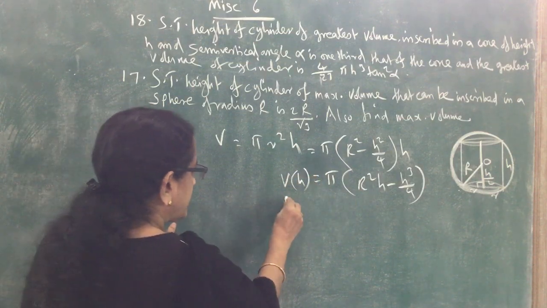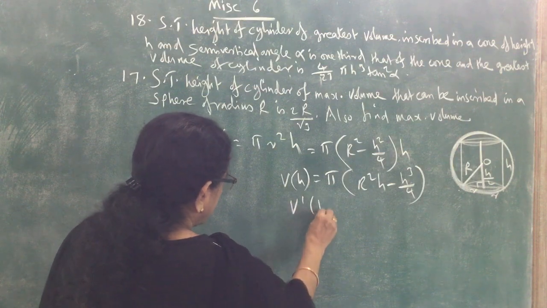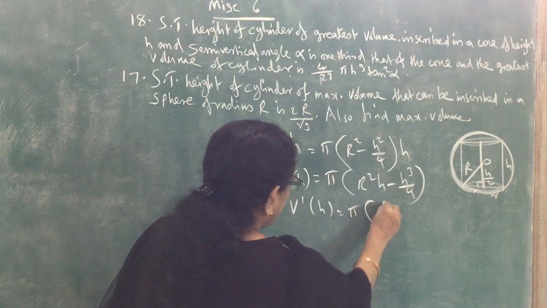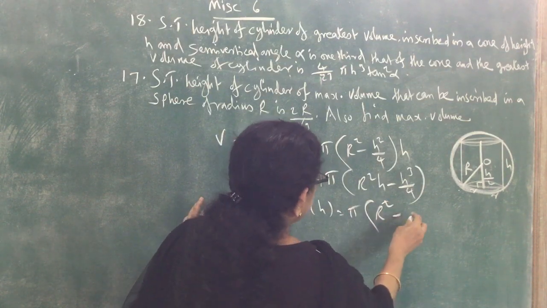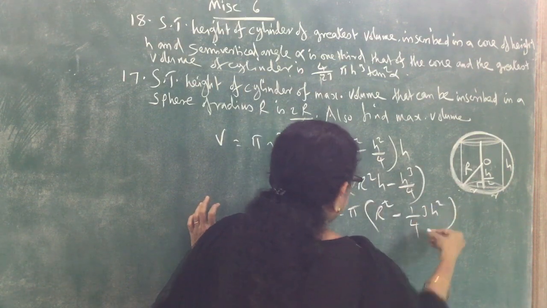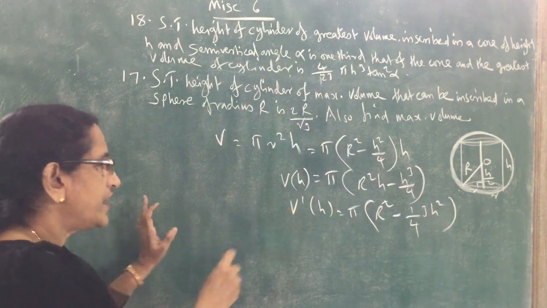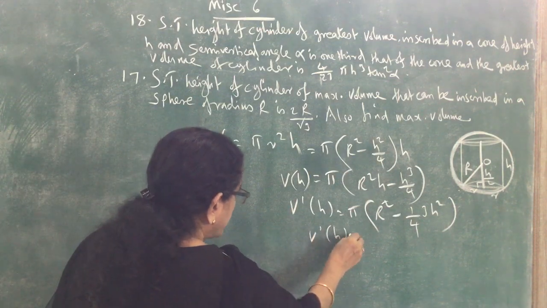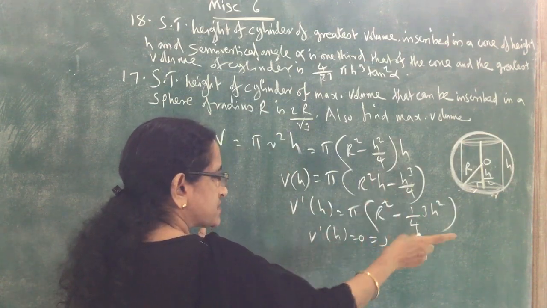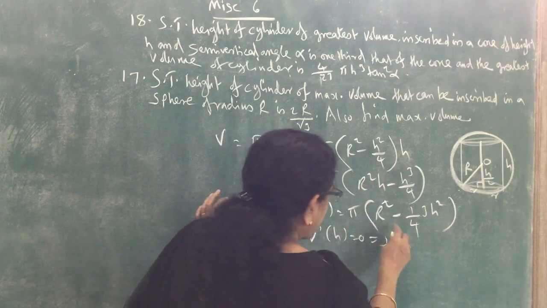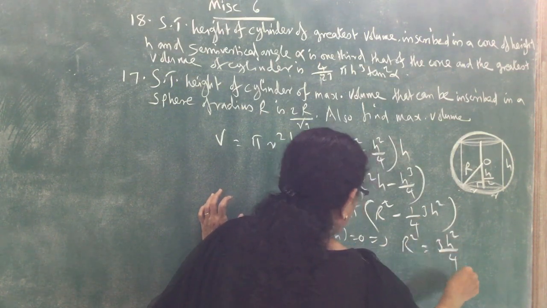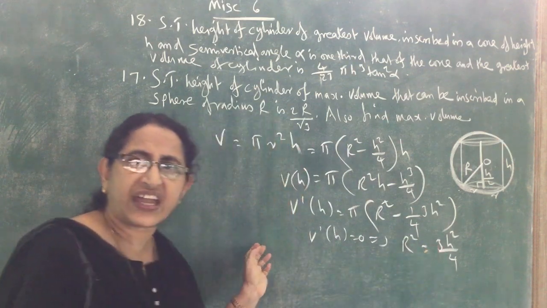Now we can find the derivative V dash h. V dash h equals pi into the derivative of R square h, that is R square into 1, minus 1 by 4 into the derivative of h cube, that is 3h square. So we got V dash h. Now V dash h equals 0 implies this is equal to 0. Pi is constant, so we take it to the other side. We get R square equal to 3h square by 4.